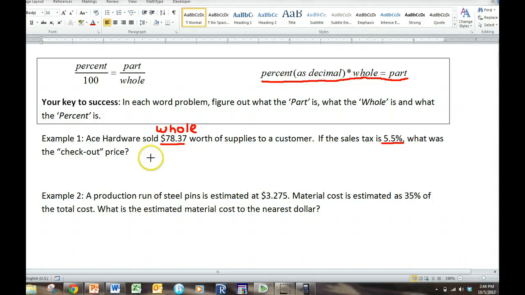So we want to do the sales tax as a decimal. Remember, we want to move our decimal 2 places to the left. So I have to add a 0 right there. So I take 0.055 and I multiply that times the whole, 78.37, and I try and figure out what that equals. So I need to get my calculator out and figure that out.